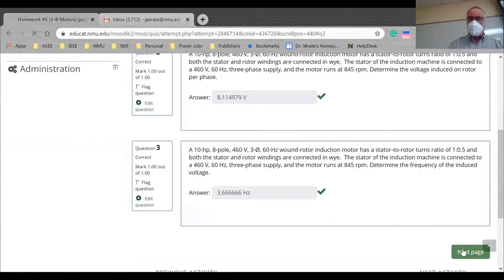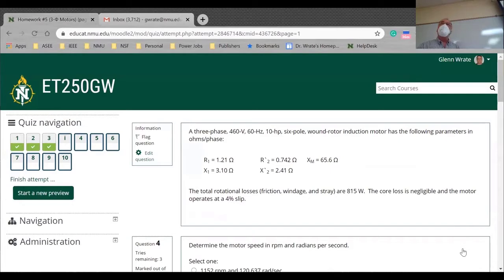On to the next page. Okay, everybody with me so far? Okay, so now we've got a whole bunch of numbers.